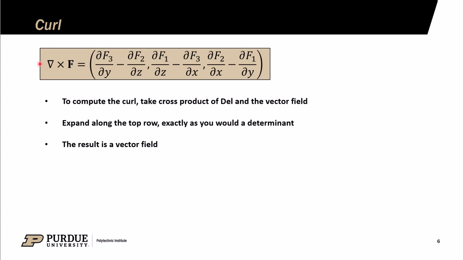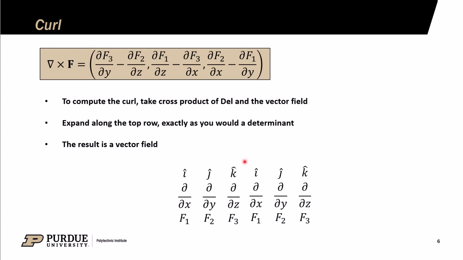To compute the curl, take the cross product of the del operator and the vector field, in this case vector f. The result is a vector, and it looks much like the cross product that we had done previously. To compute this result, expand along the top row exactly as you would a determinant. So I've got this 3 by 3 matrix to help us keep track of the direction. The magnitude of the del operator in each direction is the partial of something with respect to x, y, and z, and our vector f, f1, f2, f3, exactly like we did before with the cross product, except now we're using the del operator here.